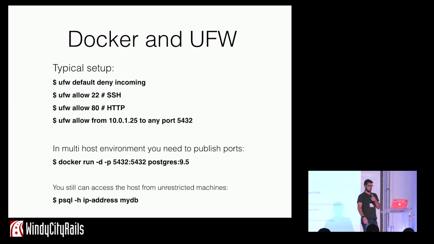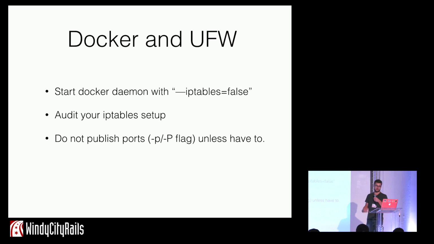So what you essentially need to do, there are a couple of options. First, you can start the Docker daemon with iptables false, which will basically tell Docker not to alter your iptables, so your firewall will work as expected. Second, you always have to audit your iptables because there is a lot of security stuff going on there. And also, do not publish ports unless you really have to, because there could be consequences.